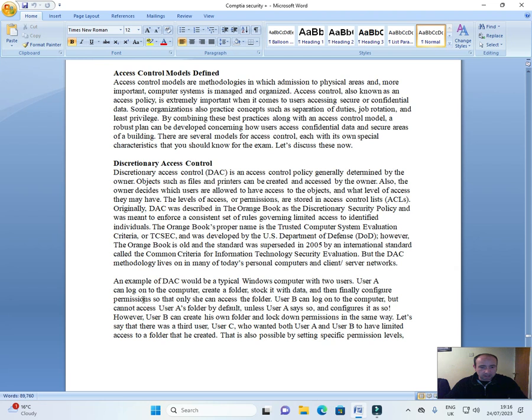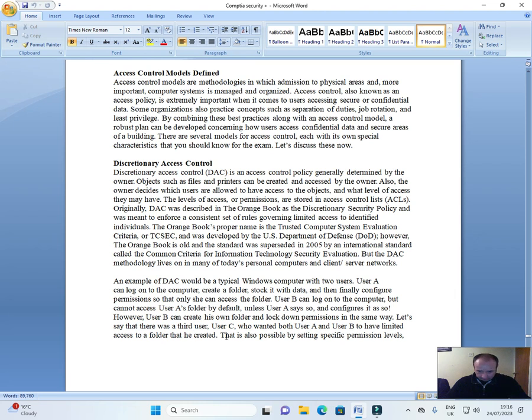An example of DAC would be a typical Windows computer with two users. User A can log onto the computer, create a folder and stock it with data, and then configure permissions so that only she can access the folder. User B can log onto the computer but cannot access user A's folder by default unless user A says so and configures it that way. However, user B can create his own folder and lock down permissions in the same way.